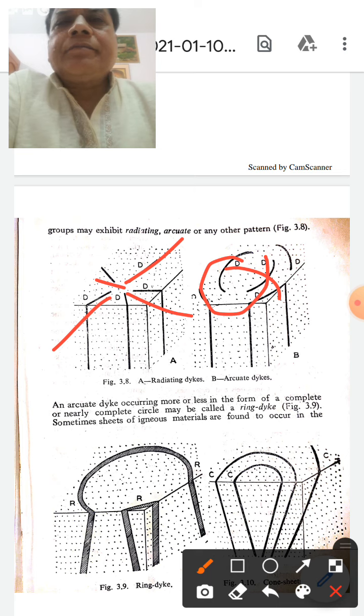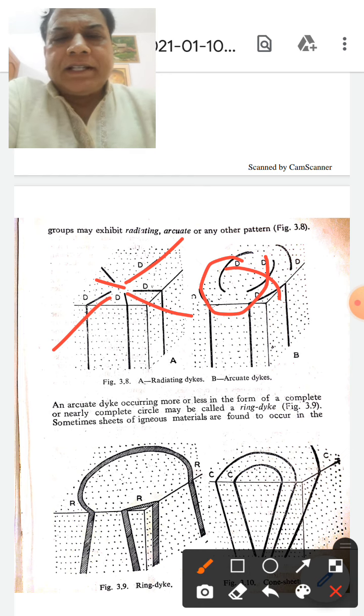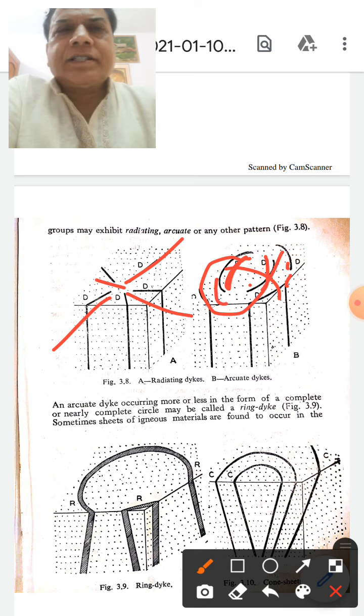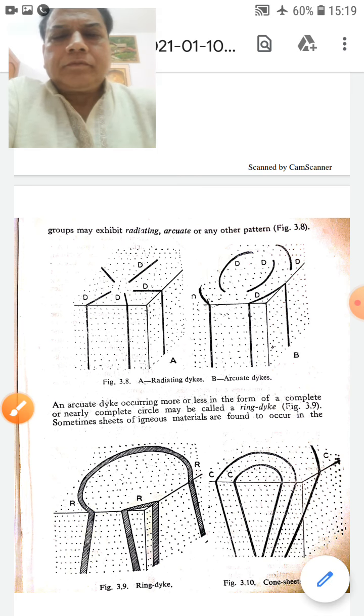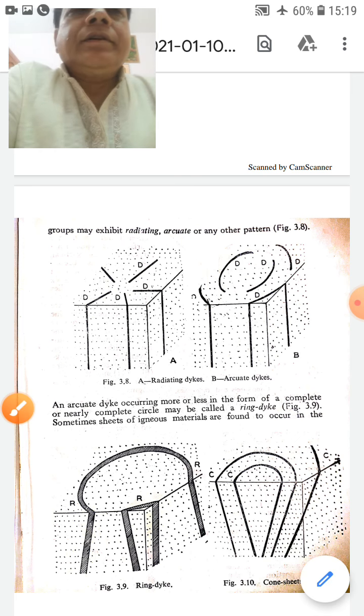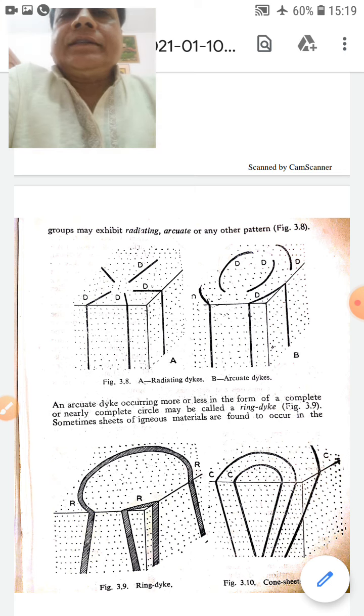They may be arranged in concentric series, each separated from each other by screens of the country rock. Means in between there will be country rock here. And then this black one is the igneous mass, and this is the country rock which is present in between. They show great variation in the diameter, ranging from a few to 25 kilometers.